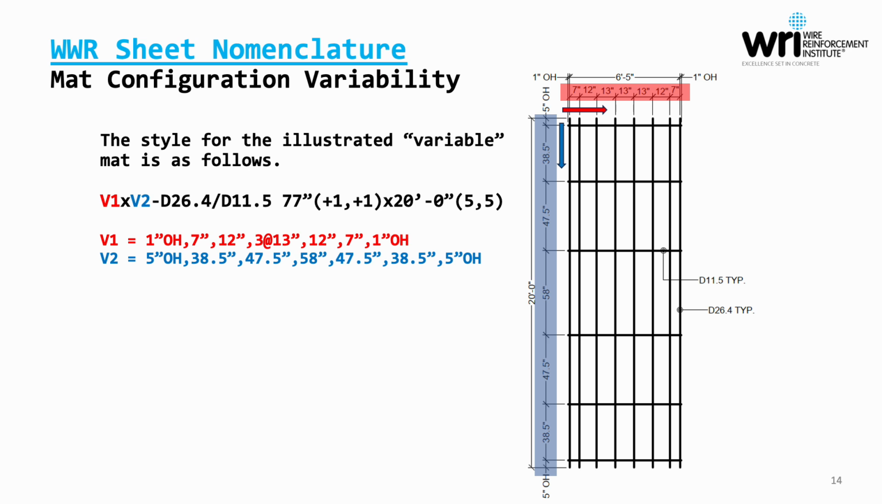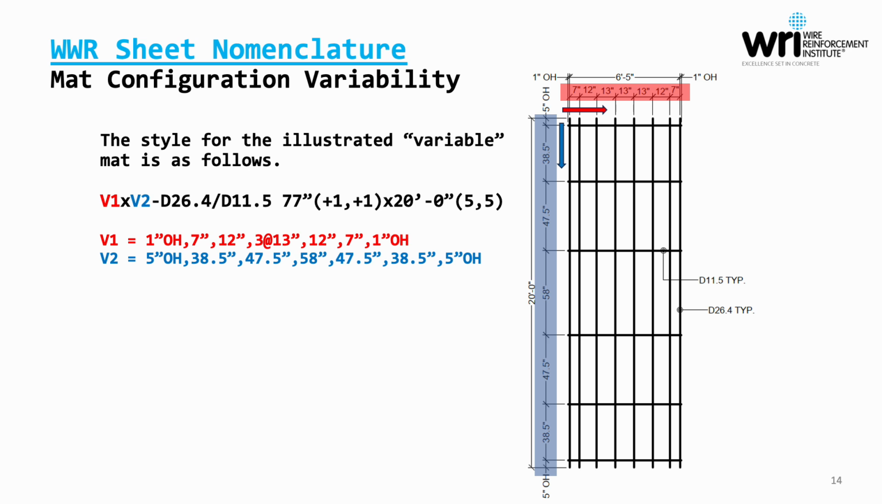So if we give an example of a variable mat, in this case, we'll do a mat that has variable spacings. We see on the front end of the style, in red and in blue, we have V1 and V2. V1 is a variable spacing of line wires, and V2 is a variable spacing of cross wires. And you can see the arrows off to the right in the illustration. We're moving from left to right for the line wires, and we're moving from front to back, or as drawn, top to bottom, for the crosswire spacing.